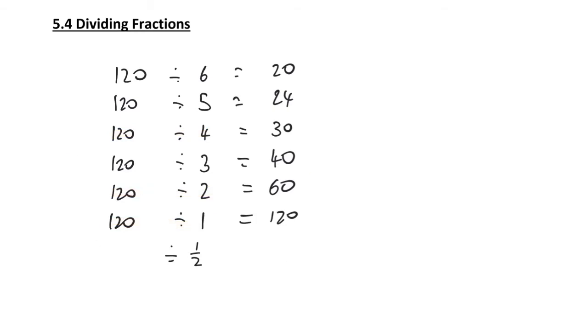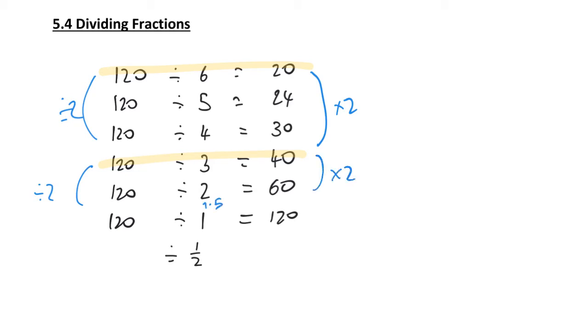So if we look at 120 divided by 6 and 120 divided by 3, again, to get from 6 to 3, we're dividing by 2. And to get from 20 to 40, we multiply by 2. So we could use that then if we divide by 2 again to get 1.5, then multiplying by 2 should get us to 80. We could then apply this for lots of different situations.